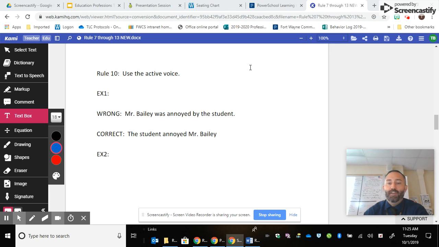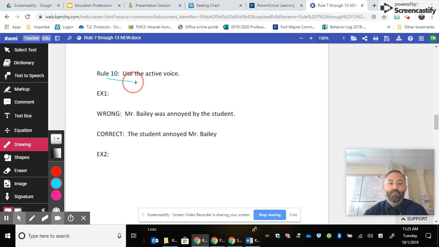Okay, Rule 10 with regard to writing and some things that are going to be on the SAT is known as use the active voice. There are going to be several questions on the SAT in which they will ask a student to pick the best revision of a sentence. In many of those cases, the best answer is the shortest answer that is grammatically correct. And we'll talk about how that is the case with our examples here.